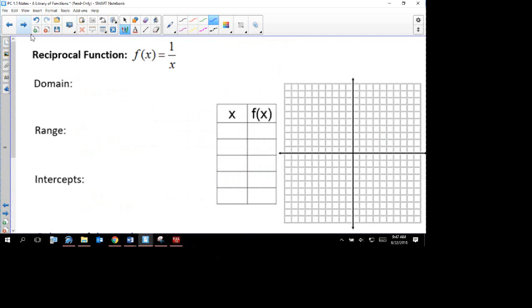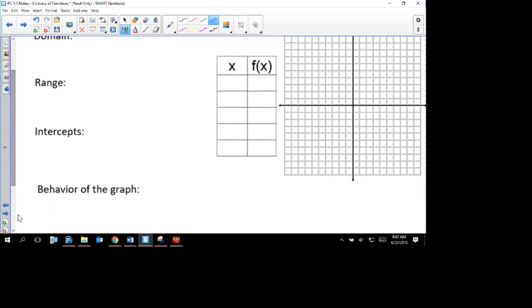All right, reciprocal function. You may have heard this as inverse variation. I'm just going to call it reciprocal because it's 1 over x. I'm actually going to choose 7 values instead of the 5 that we have spots for, just to make it more obvious what the graph looks like and more symmetric, to help you draw it better. I'm going to pick -2, -1, -1/2, 0, 1/2, 1, 2.